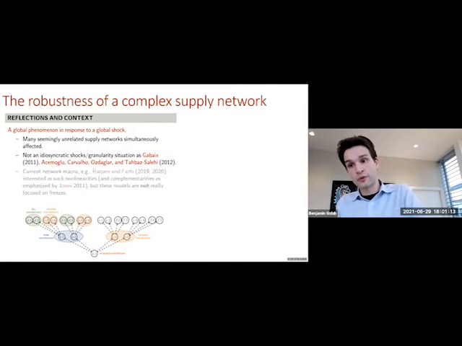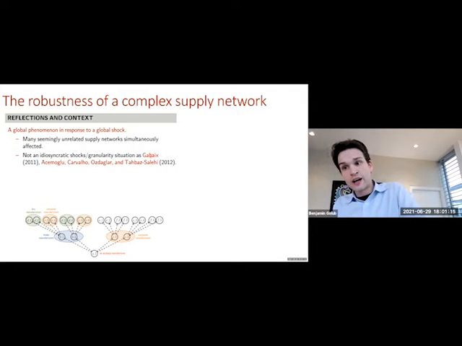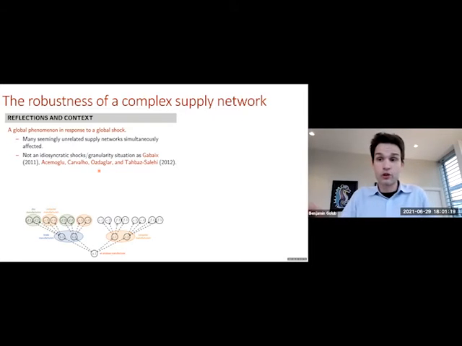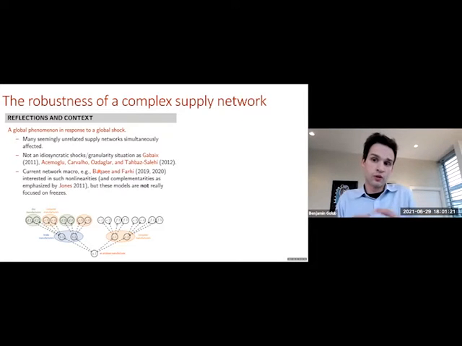Of course, there are papers in macro and networks that study the propagation of granular shocks, like domino effects. We're not going to be doing that; we're about different forces. Now, current network macro is very interested in nonlinearity. So Bakai and Fari have an amazing line of papers.